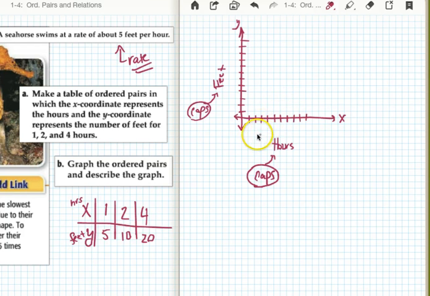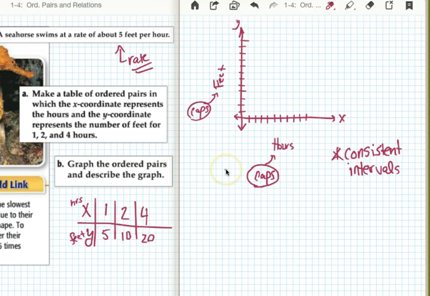Also, I need to think about how I want to count. You need to make sure that you have consistent intervals on your axes. And what does that mean? It just means that you're counting by the same thing. 1, 2, 3, 4, 2, 4, 6, 8. Maybe you're counting by fives, 5, 10, 15, 20. It doesn't matter as long as you're consistent. You can't go 1, 2, 3, 4, 8, 10.